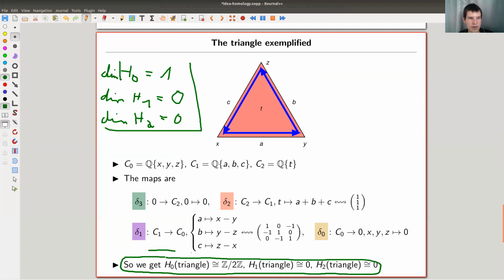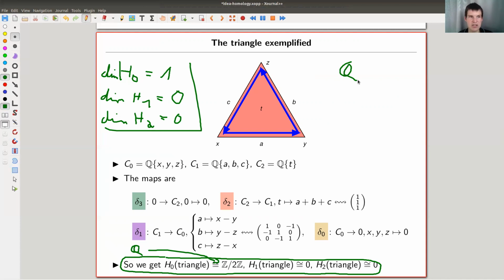Except that I have a typo here, and this should be Q, not Z mod 2Z. Anyway, so I have some vector space Q floating around. It can be anything you want, doesn't matter in this case, just some vector space. So what are now the chains?